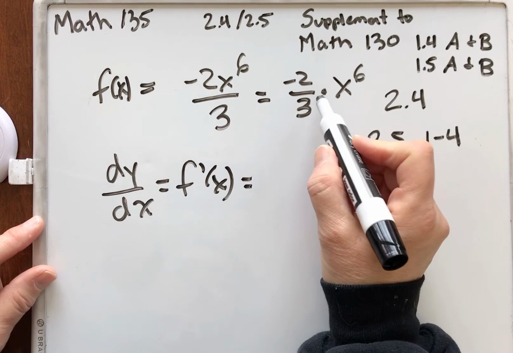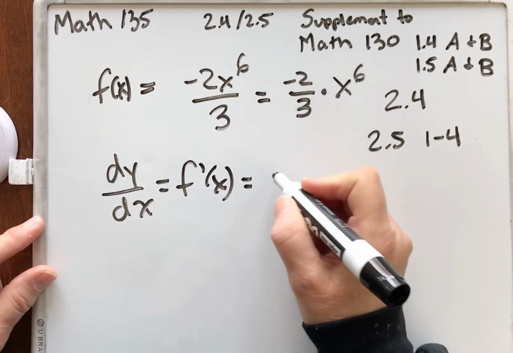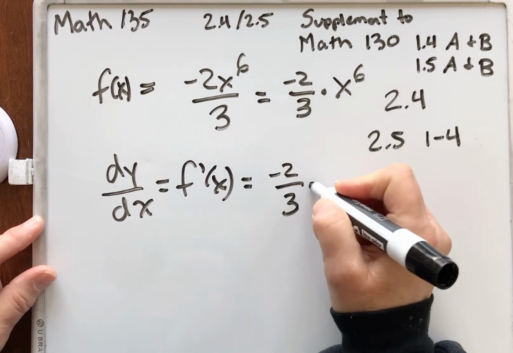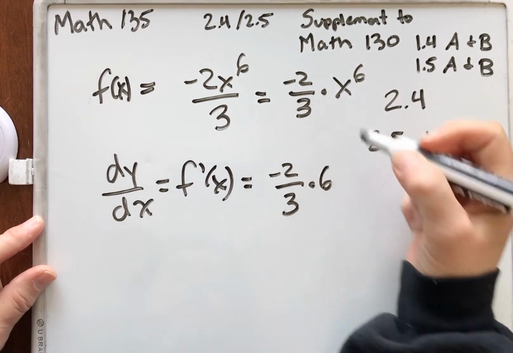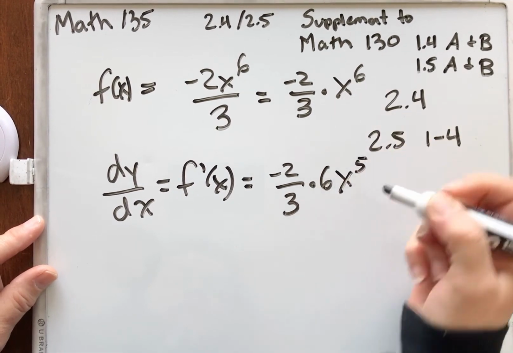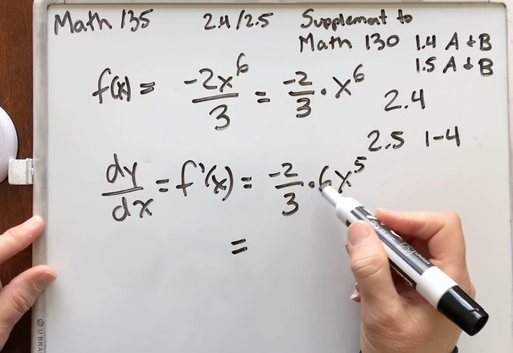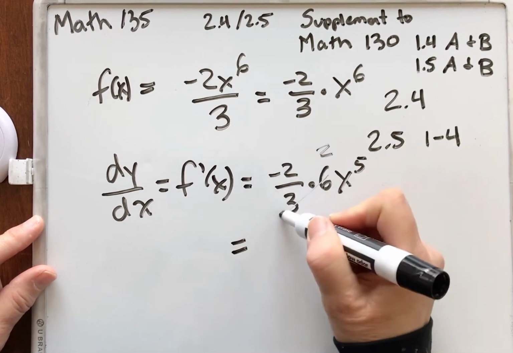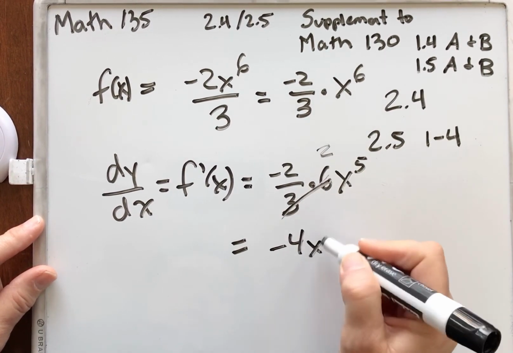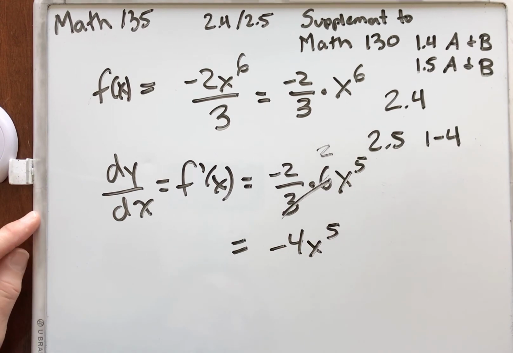Now that you have this, we know we can bring down this 6. So we have negative 2/3 times 6, because we bring down the 6, minus 1, which is 5. And then this 3 and 6 cancel out to 2. And we have negative 4x to the 5th as our answer.